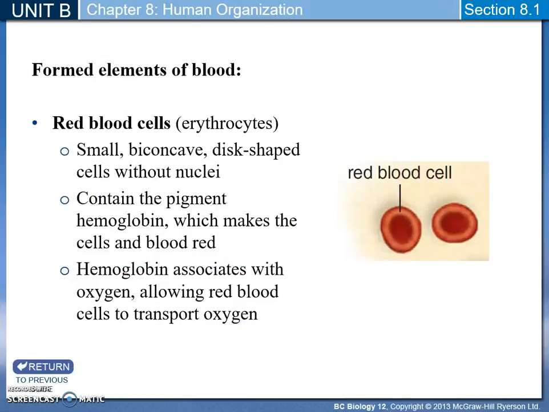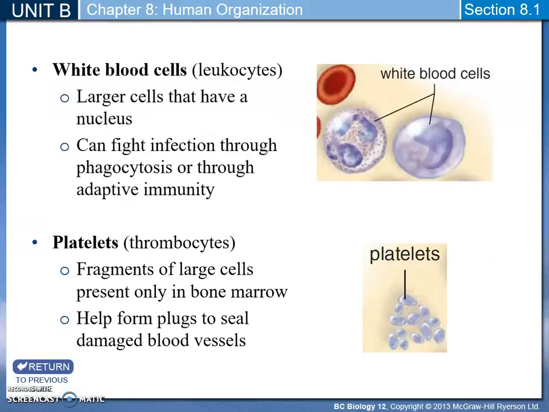So red blood cells, also referred to as erythrocytes, are small biconcave disc-shaped cells. They do not have nuclei any longer once they've become a mature red blood cell. And they contain the pigment hemoglobin, which makes the cells and the blood a reddish color. Hemoglobin associates with oxygen, allowing red blood cells to transport oxygen.